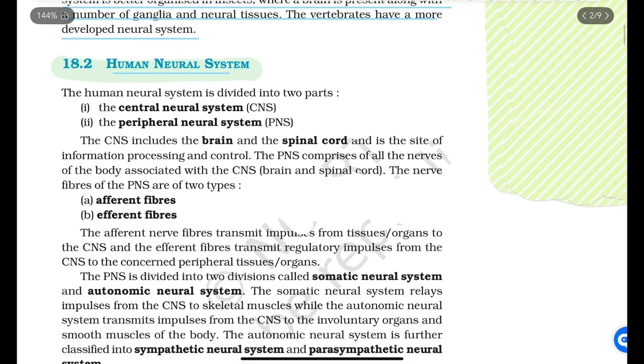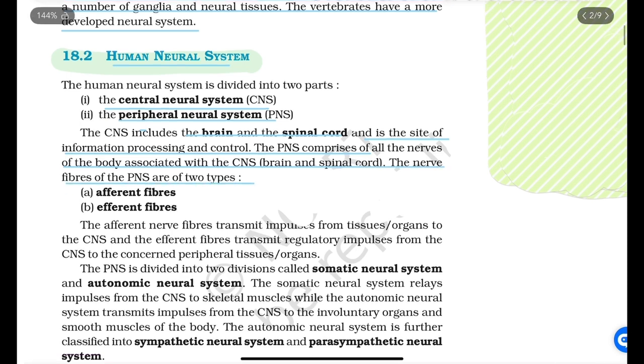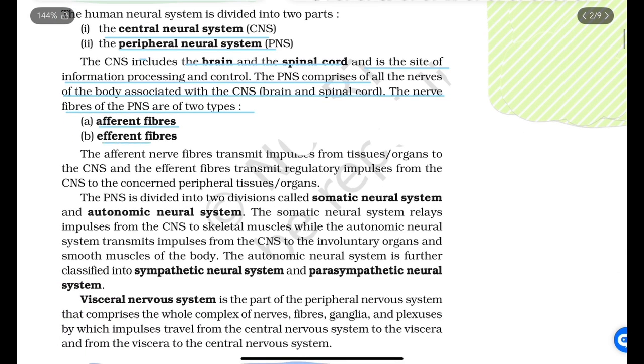Human neural system. The human neural system is divided into two parts: the central neural system and peripheral neural system. The central neural system includes the brain and the spinal cord and is the site of information processing and control. The PNS, meaning peripheral neural system, consists of all nerves of the body associated with the CNS, the central neural system, brain and spinal cord. The nerve fibers of PNS are of two types: afferent and efferent.